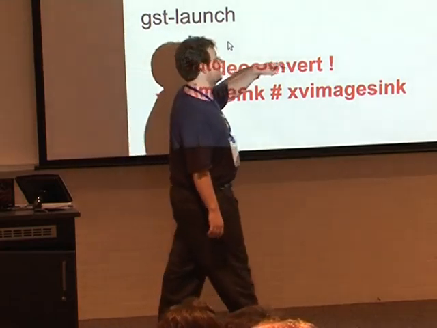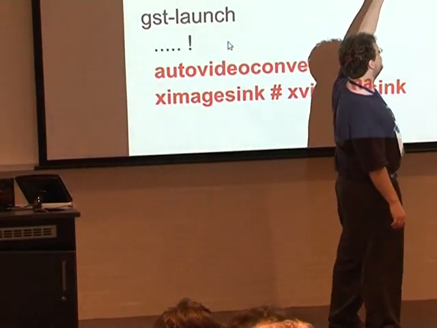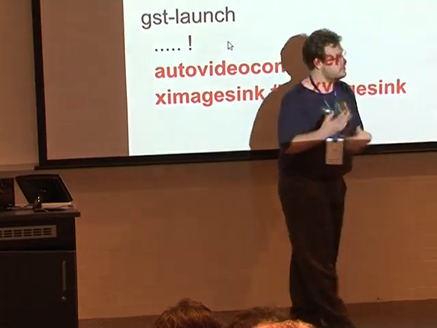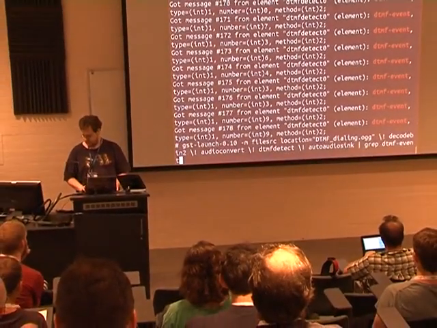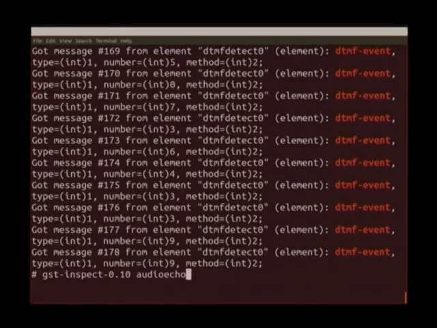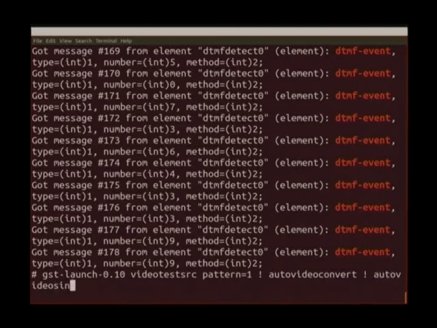And as well, to test our video pipeline is working, we use a video test source, which basically outputs the test pattern to the video. So let's do that. Launch. So I take a video test source and I give it a pattern, and then I go auto video convert, and then auto video sync.